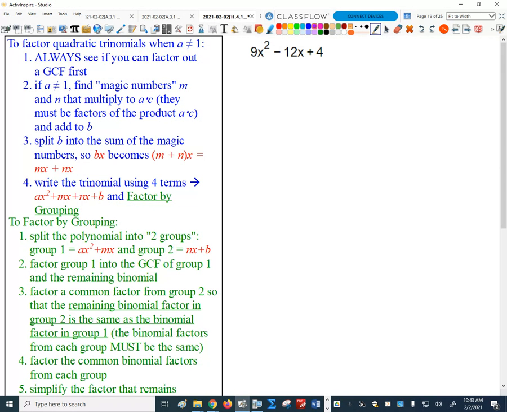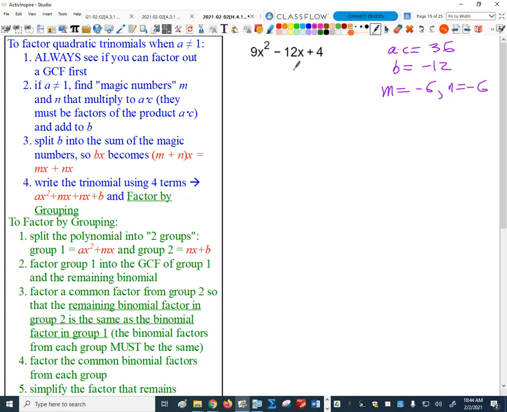So let's look at an example. First of all, how about this one right here? Well, there is no GCF, right? Let's find our magic numbers. A times C, 9 times 4, is equal to 36, right? B is equal to negative 12. So we need numbers that multiply to 36 and add to negative 12. What would those be? Multiply to positive 36 and add to negative 12. Two negative 6s. Okay, so my magic numbers: M equals negative 6, N equals negative 6.